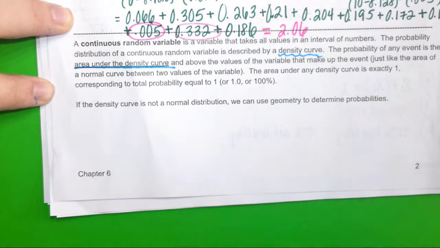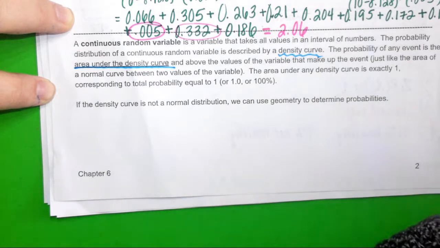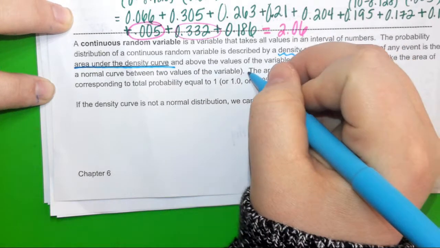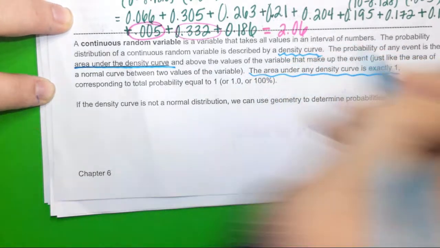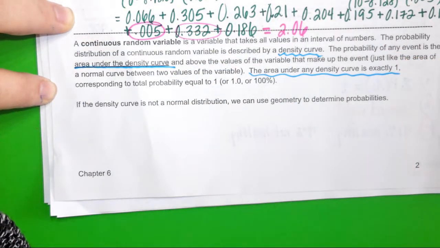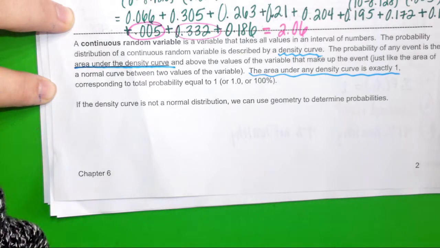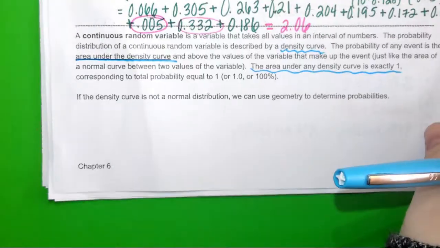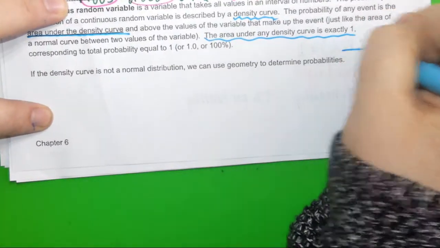And just like you would have expected, and I think you already knew, the area under a density curve is exactly 1. And of course that corresponds to the fact that probability always adds up to 1 or 100%.